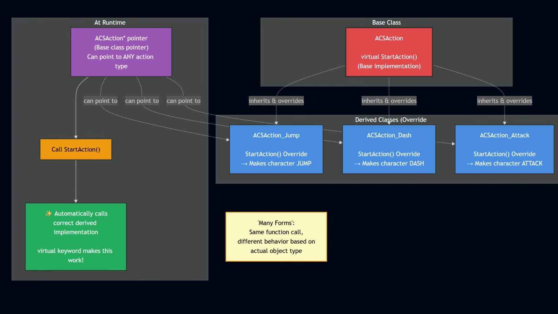In our case, inheritance allows each action to inherit the ability to start and stop, while polymorphism allows each type of action to produce different results depending on the action type.